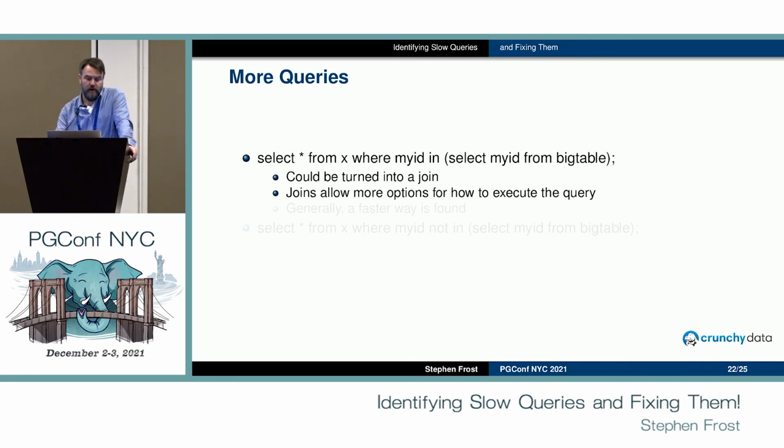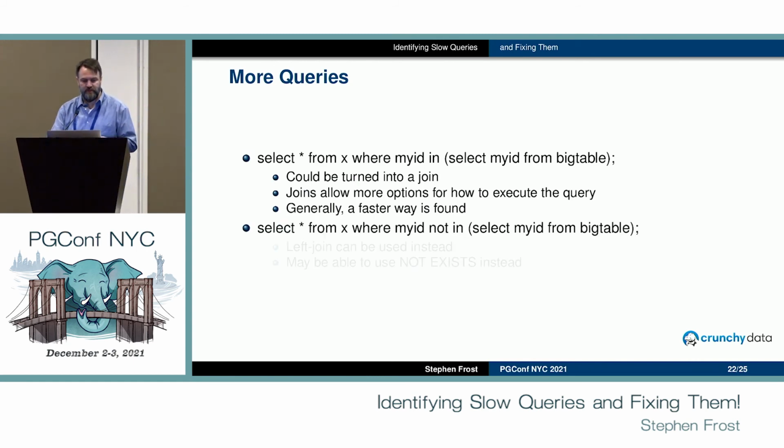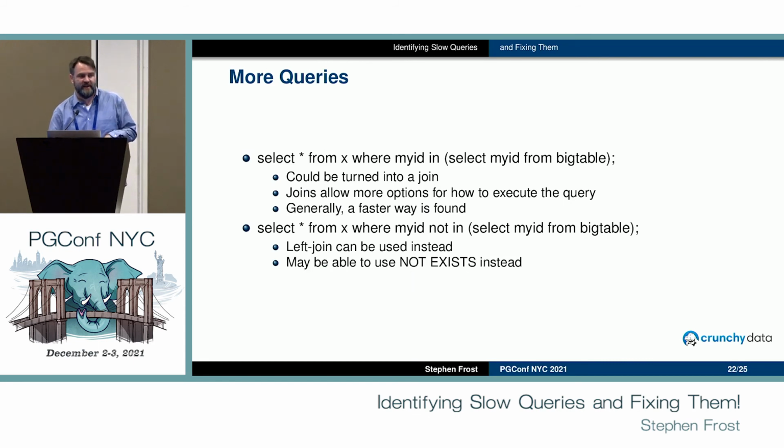I also say avoid using large in lists, both with subselects and with actual values. As it turns out, if you use a large value set for an in list, the parser is actually not that fast at that, because it's a generic Postgres parser. Use an array instead. Pass an actual array into Postgres. The array parsing is a lot faster. So something to consider.